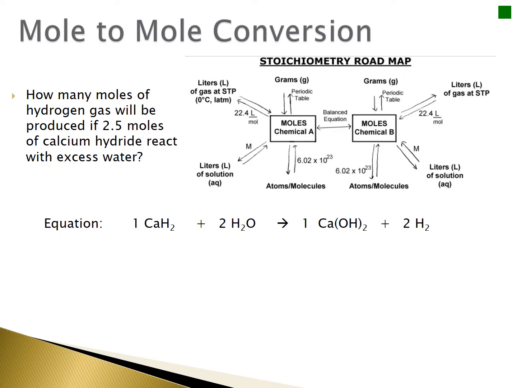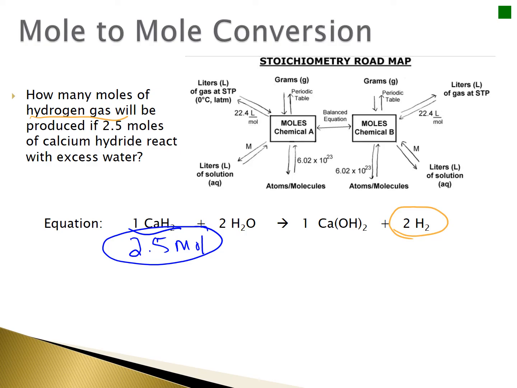All right, how many moles of hydrogen gas, which is this one in the chemical equation, will be produced if 2.5 moles of calcium hydride react with excess water? So we have 2.5 moles of calcium hydride, which is this one. What that excess water means is that we have plenty of water in order to react with this entire 2.5 moles. So we have a lot of extra of it.